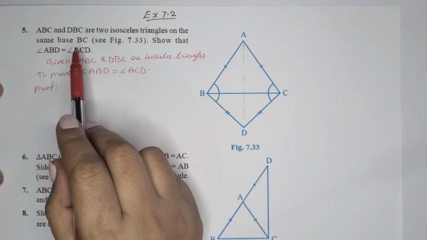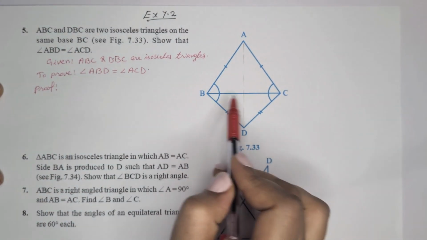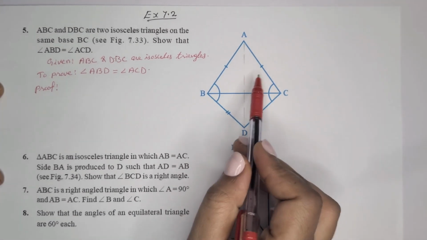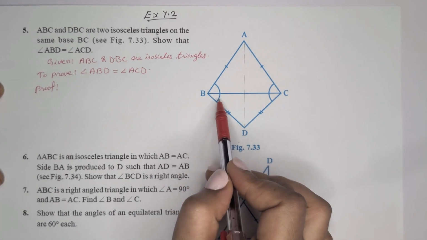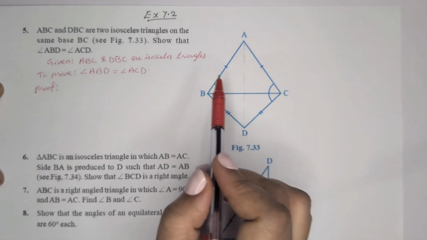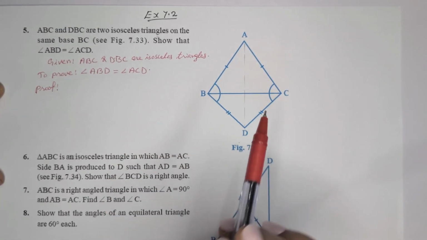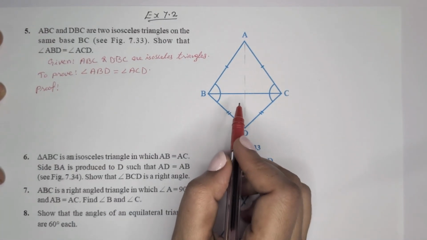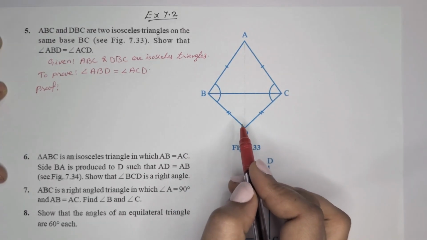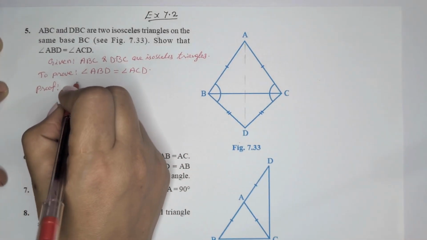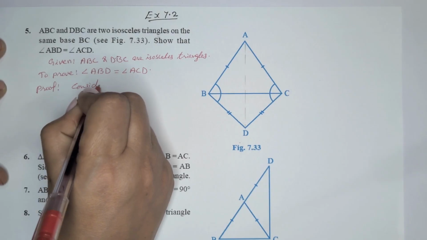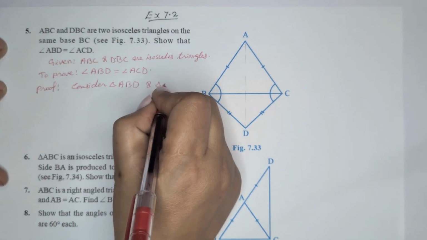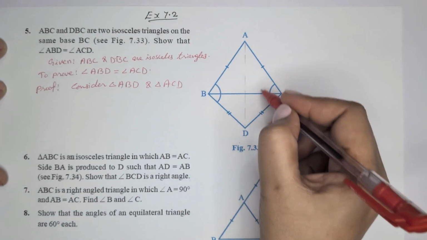Fifth question, ABC and DBC are two isosceles triangles. Show that these two angles are equal. So we can write given that these are two isosceles triangles, and to prove that one. Then for the proof, consider these two triangles ABD and ACD. Consider triangle ABD and triangle ACD. You have to take these two triangles.